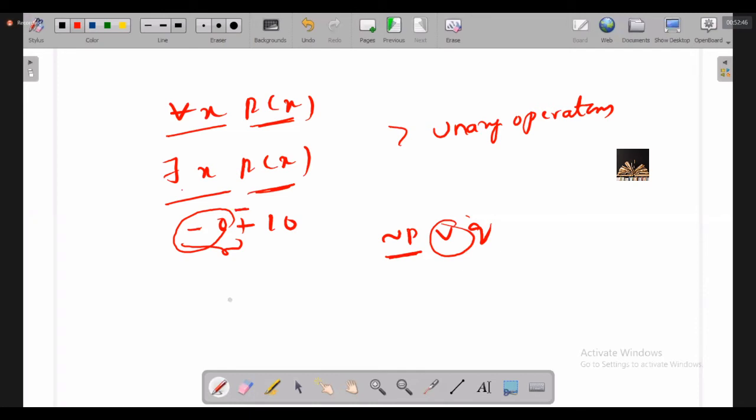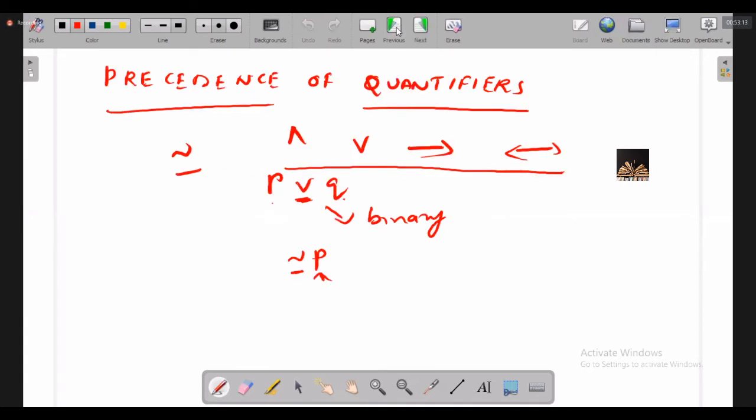So quantifiers have the highest priority. Quantifiers are also unary operators, so they have the highest priority. Then come the connectives. What are the connectives? Conjunction, disjunction, conditional, biconditional. See, quantifiers have the highest priority because they are unary operators.